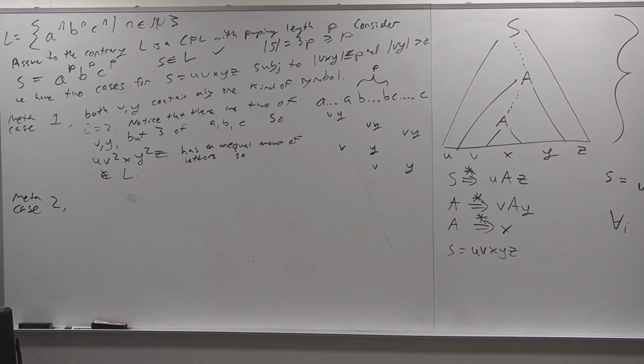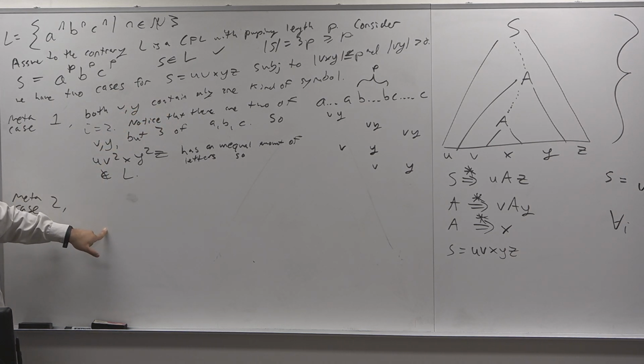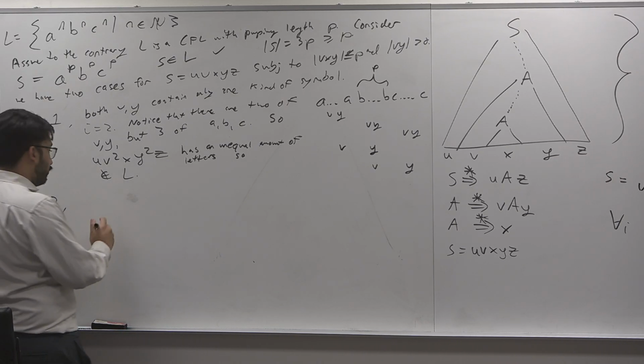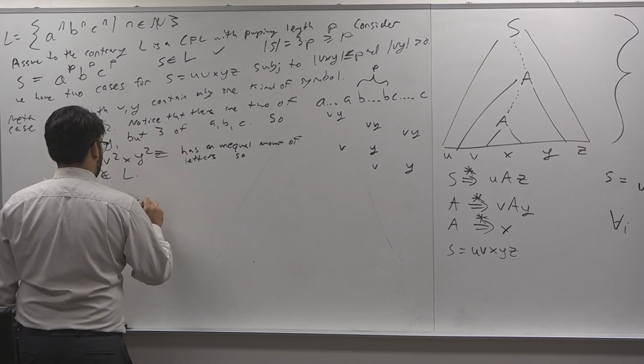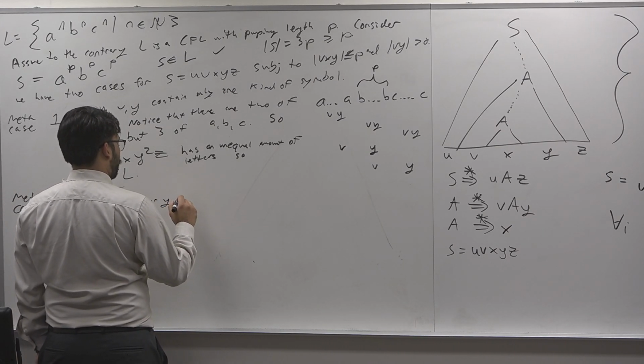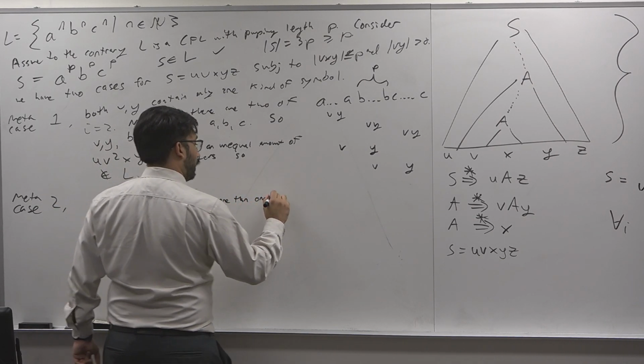If it's not case 1, you want to make sure your cases are total. If you have two cases, the second case should be the logical negation of the first case, right? So if this case is that both V and Y are only one kind of symbol, what is the second case supposed to be? What is the opposite of V and Y each containing one kind of symbol? Yeah, and in fact, the and changes to an or through De Morgan's. Either V or Y, or both, contain more than one kind of symbol.